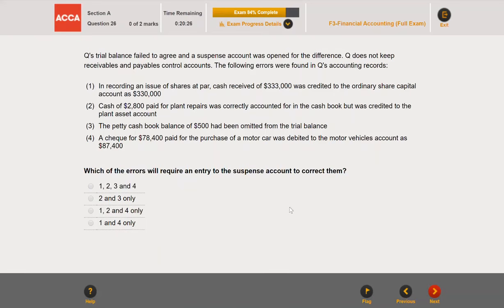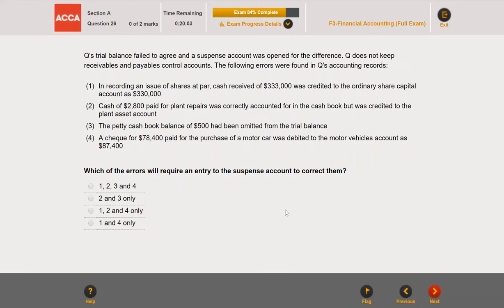Which of the errors will require an entry to suspense account to correct them? Remember, those errors that affect trial balance will require an entry in suspense account. Q's trial balance failed to agree and suspense account was opened for the difference. Q does not keep receivables and payables control accounts. The following errors were found in Q's accounting records.